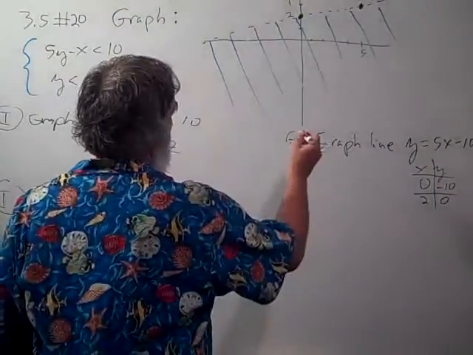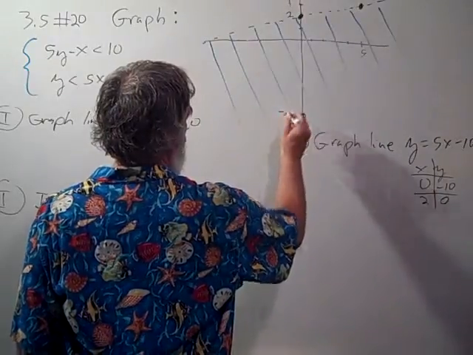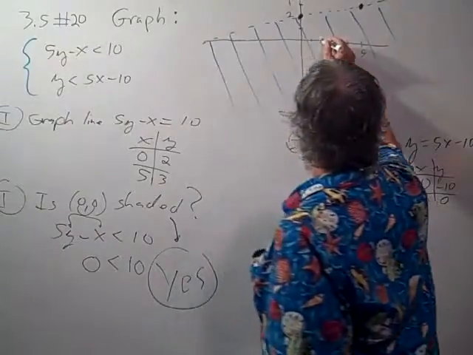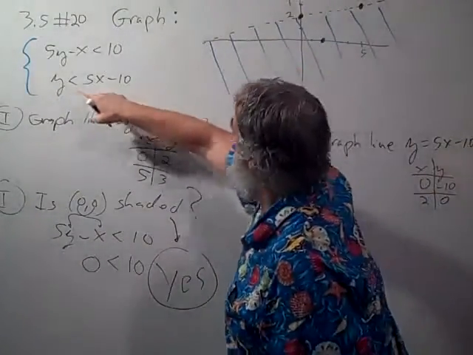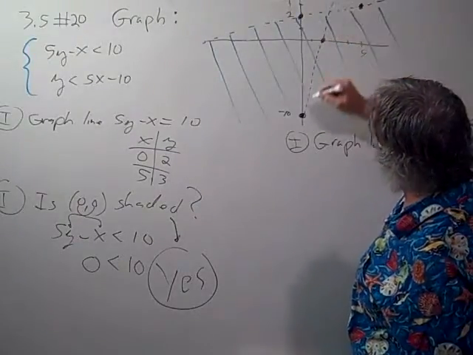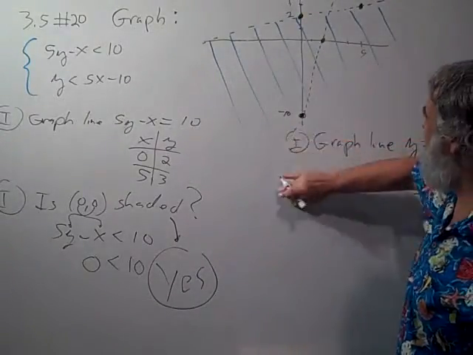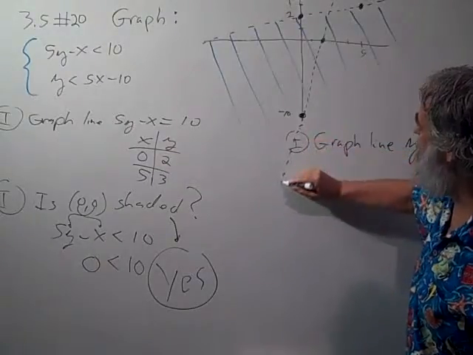The y-intercept is at negative 10. Let's call this down here negative 10. And 2, 0 is the x-intercept. So this line, also a dashed line, because it's not a strict inequality, looks like this. And we have to decide which side of that line do we shade. Oops. Coming down very steeply.